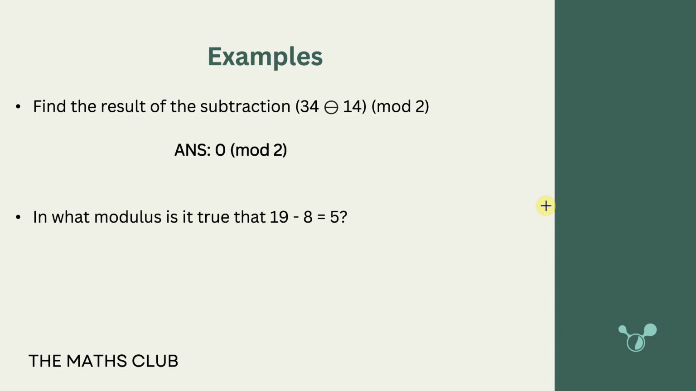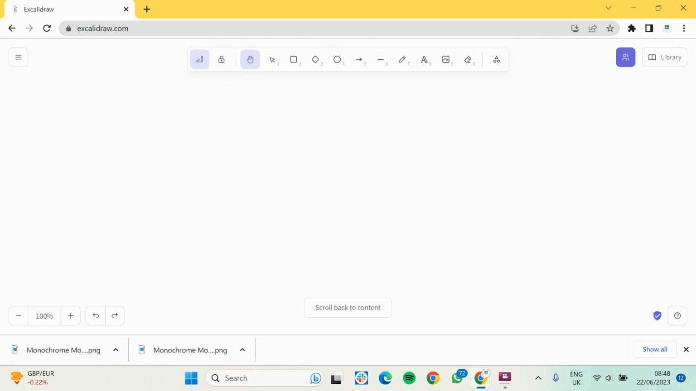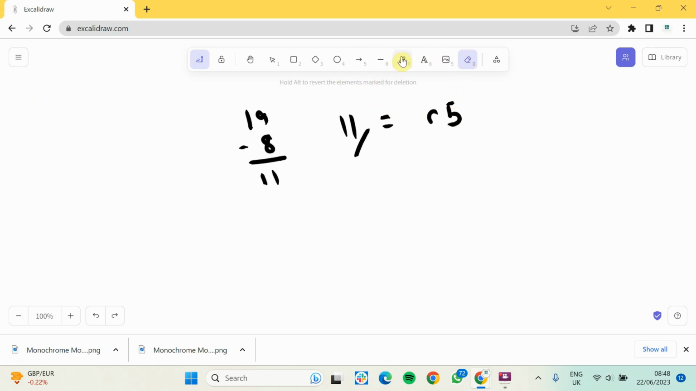Now look at this last question. It says, in what modulus is it true that 19 minus 8 is equal to 5? Normally, what is 19 minus 8? 19 minus 8 is 11. So what can I divide 11 by that will give me a remainder of 5? Can I try 1, 2, 3, 4? A good way to do it is to subtract the remainder from the value. If I subtract 5 from 11, I'll have 6. That will give me an idea of what the value I'm looking for should be.